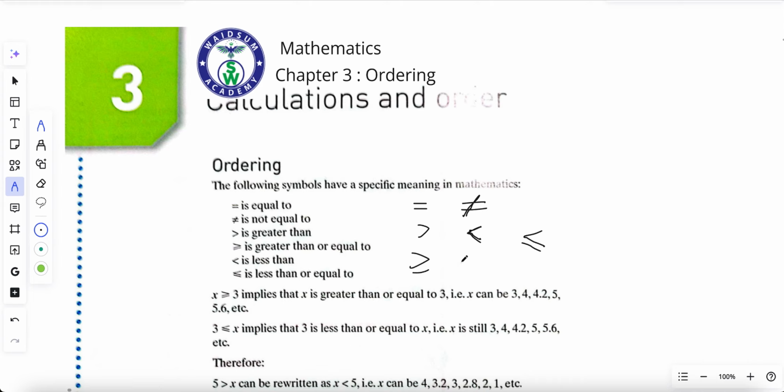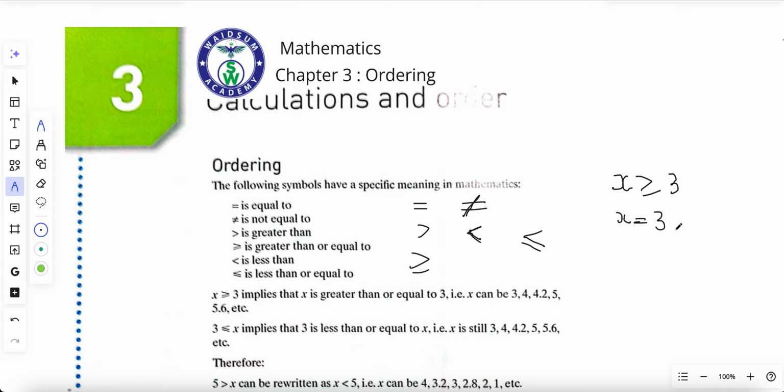So these are symbols we need to know in trying to describe or compare two quantities. This topic has to do with ordering and comparison also. For example, if I say x is greater than or equal to 3, meaning x is either equivalent to 3 or more than 3, it means starting from 3.